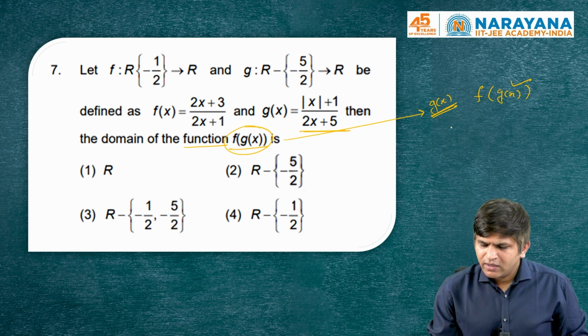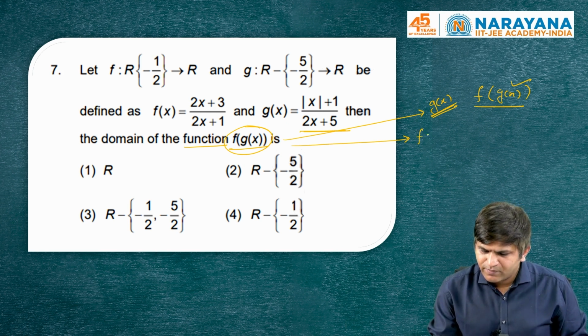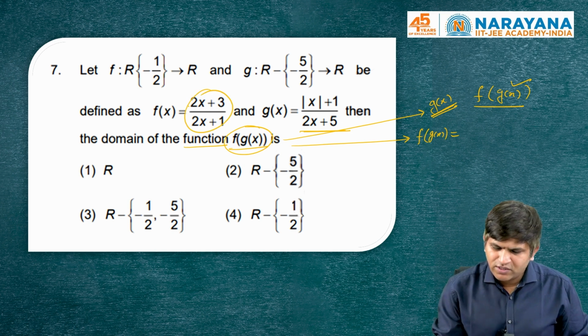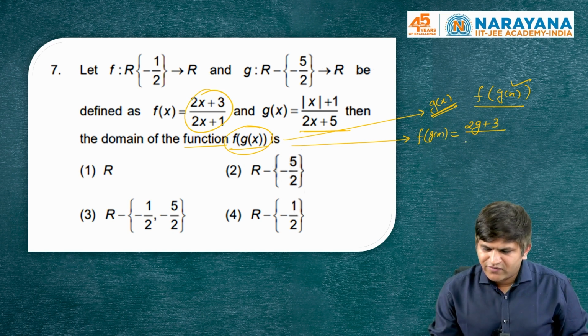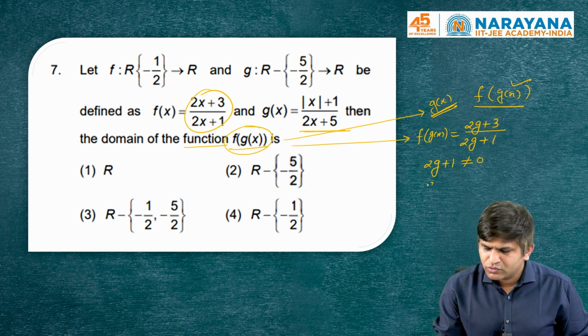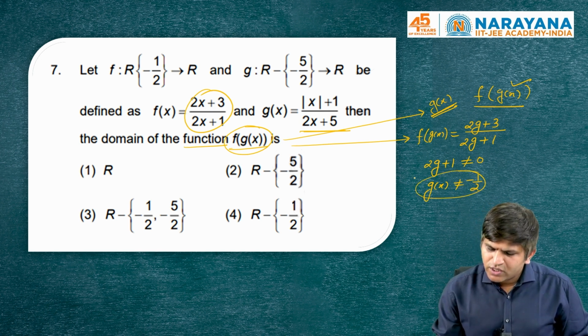Okay, and another thing we have to check for f of g of x. If we write f of g of x, we just replace x by g of x. So we can write 2g plus 3 divided by 2g plus 1, where I am writing g of x as g only. So we want that 2g plus 1 should not be equal to 0. So g of x should not be equal to minus half. That we have to solve for.